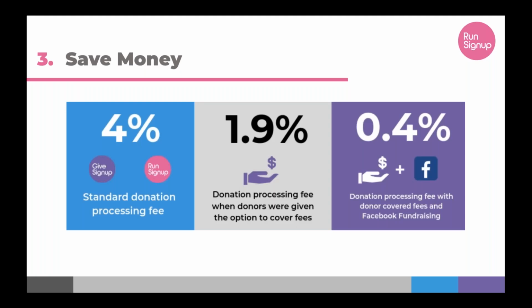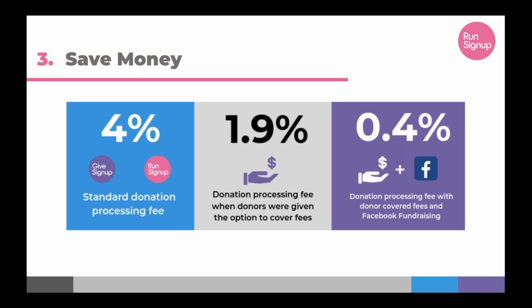And then third, and also very important, this integration is going to save you money. So on RunSignup and GiveSignup, we have a flat 4% processing fee on all donations. We have the option for you to give your donors and your supporters the ability to absorb that processing fee. So for example, AACR, which is the charity partner for Philadelphia Marathon, has a pre-check checkbox on their donation page that says, I want to make my donation go farther by covering the processing fee.